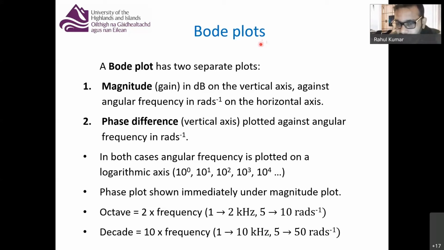So the Bode plot simply plots the magnitude and the phase difference at a range of frequencies, right? In the Bode plot, you will get two graphs, one below the other. When you plot the Bode, you will get one graph here, and just below that you will get the other graph. The top graph is for the magnitude and the bottom graph is for the phase.